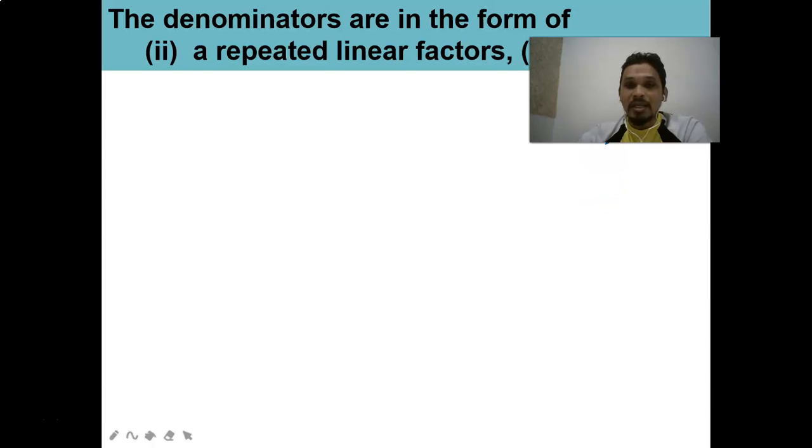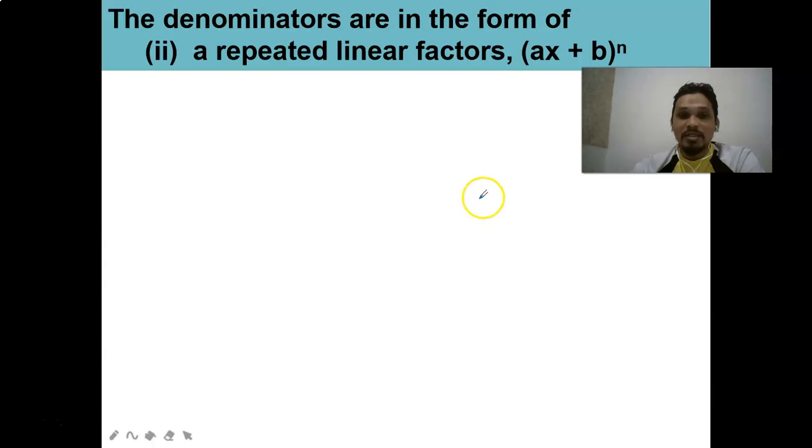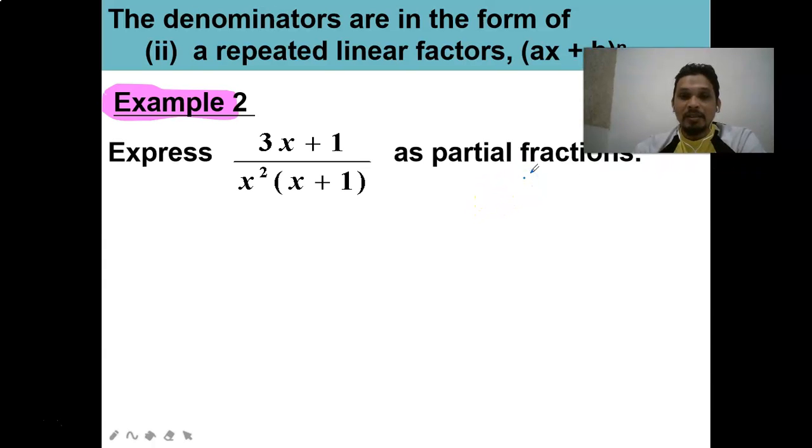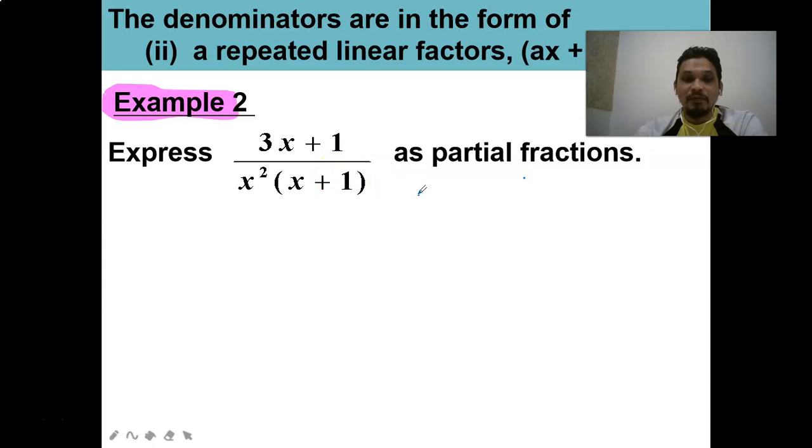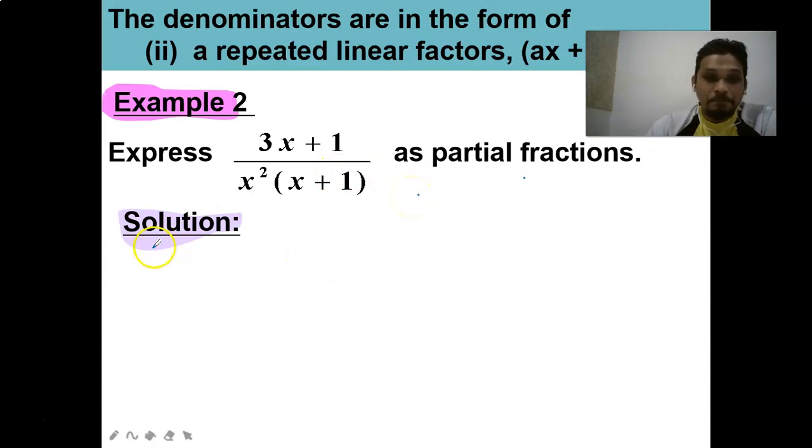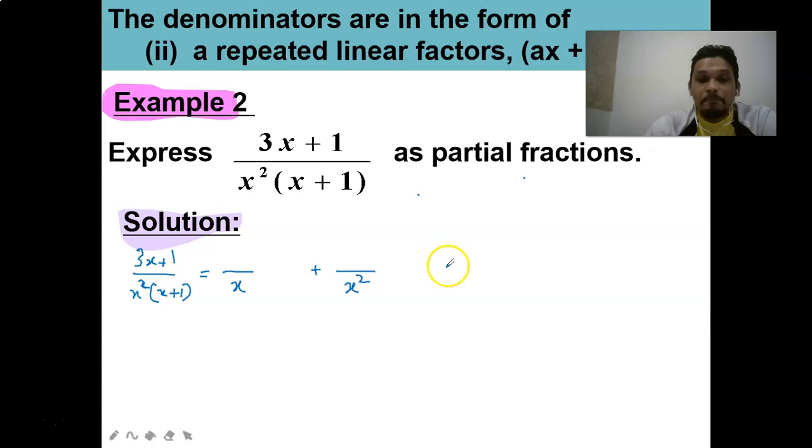Okay, now the second example, repeated linear factors. Okay, so express this as a partial fraction. Then the first one here now, we come up with 3x plus 1 divided by x squared, and then multiply with x plus 1. Okay, so then first we come up with an x plus x squared plus x plus 1.